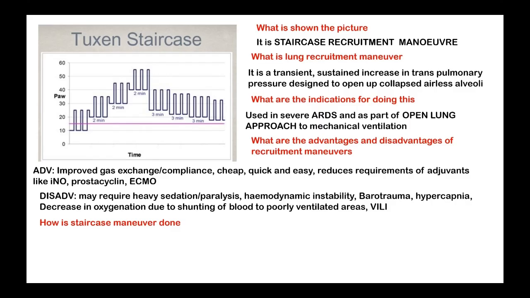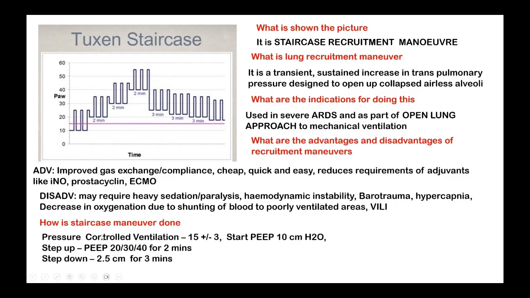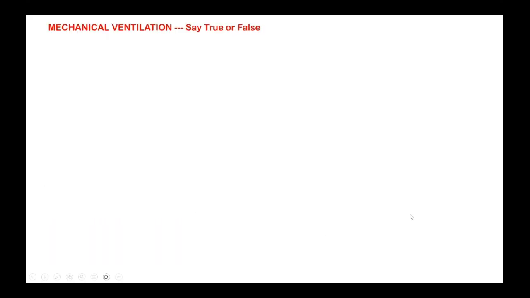So it is mainly manipulating the positive end-expiratory pressure. Okay, so pressure control ventilation, 15 plus or minus 3, start PEEP at 10 centimeters of water, then step up to 20, 30, 40 for 2 minutes, then step down by 2.5 centimeters for 3 minutes. Okay, that is the practical method of doing this.